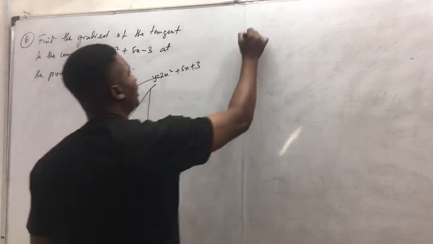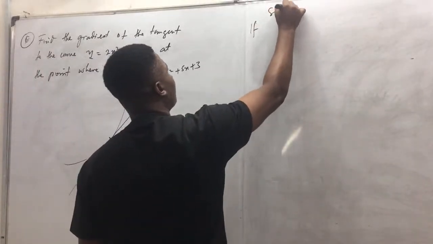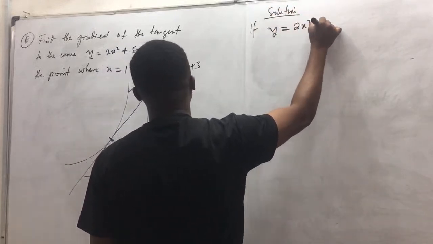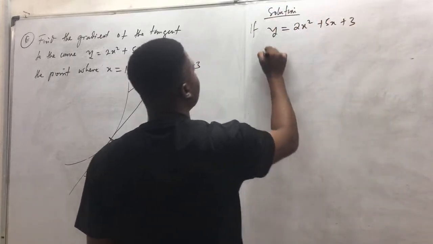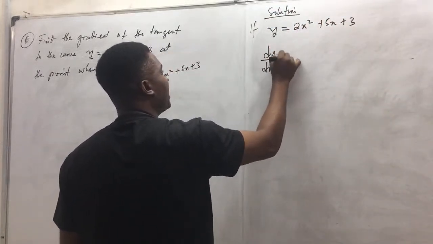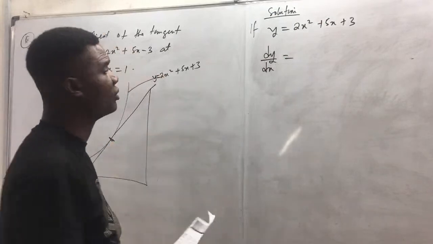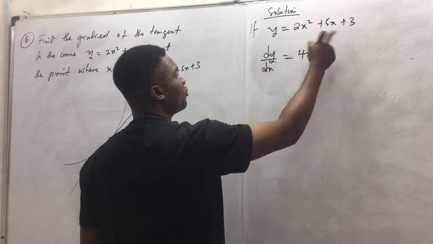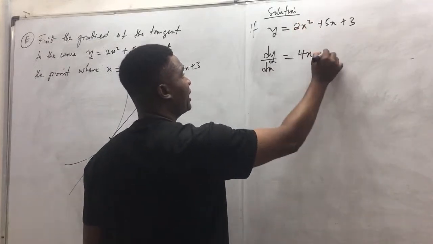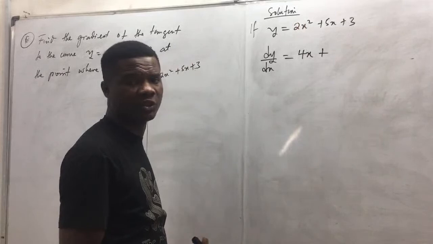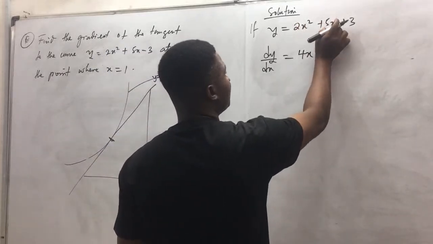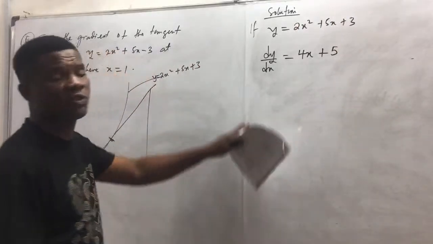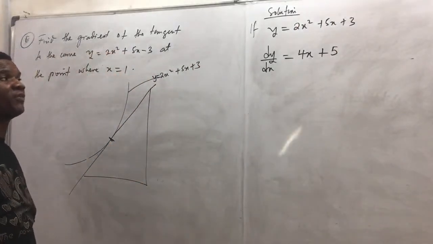So if y equals 2x squared plus 5x plus 3, then dy/dx, the derivative of this function, will be 2 times 2, which is 4, and 2 minus 1, which is of course 1. So this will give us 4x. We will be using term-wise differentiation. So differentiating this term 5x will give you 5, and differentiating the constant gives you 0. So this is the derivative of that function.